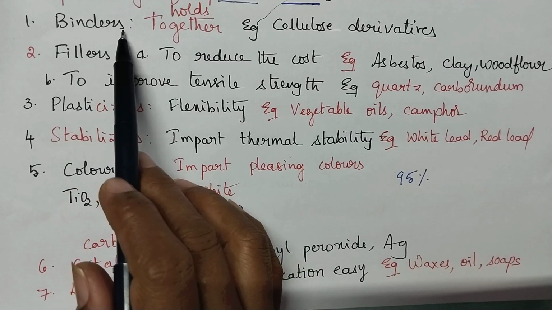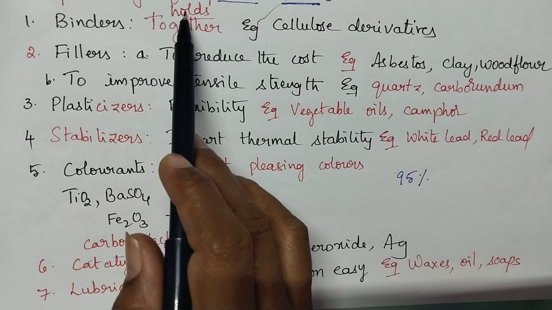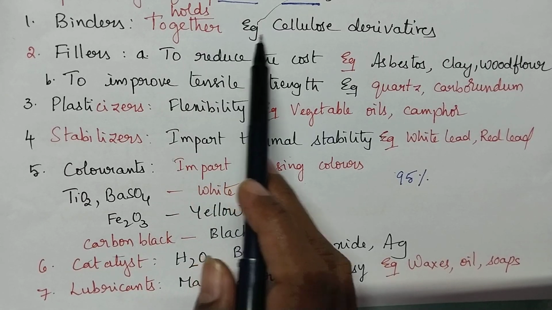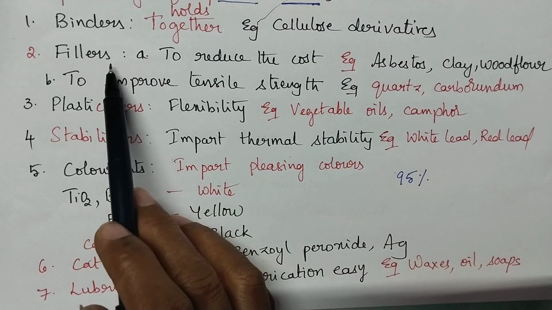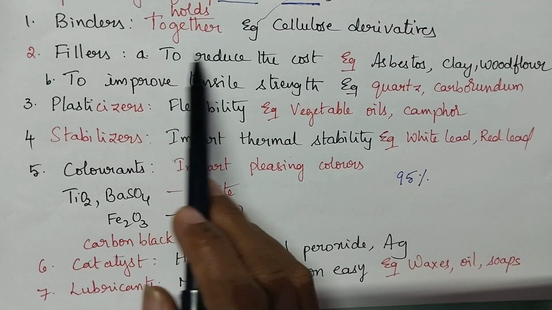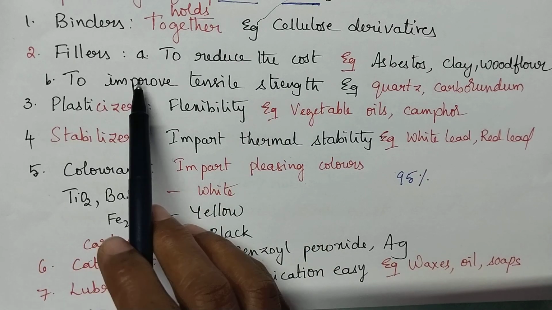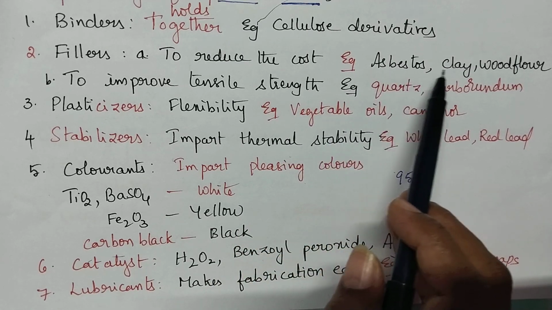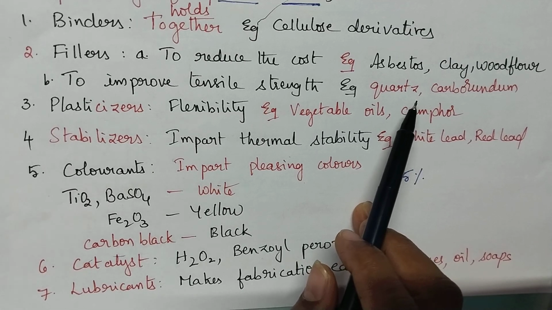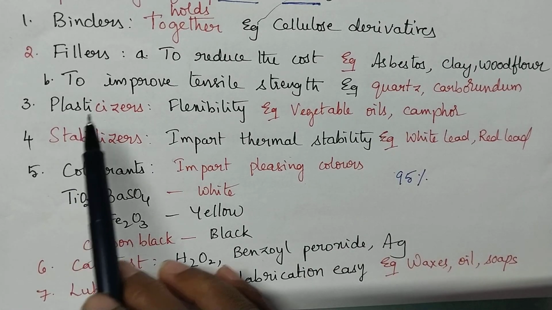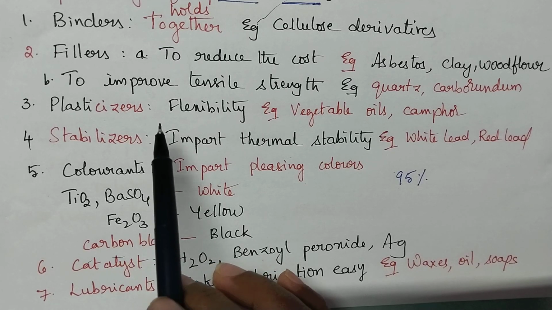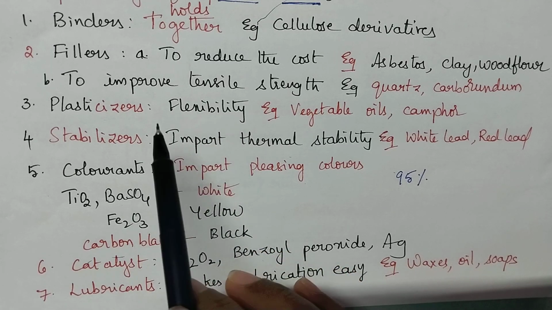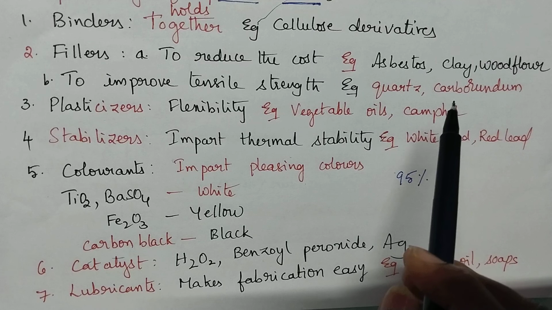Coming to the binders. What is the purpose of binder? It holds all the ingredients present in the plastic together. And the best examples include cellulose derivatives. Coming to the fillers, they are mainly used either to reduce the cost of the plastic or to improve the tensile strength of the plastic. Good examples are asbestos powder, clay, wood flour, quartz, carborundum, etc. Coming to the plasticizers, the very purpose of the plasticizers is to improve the flexibility of the plastic, and vegetable oils and camphor are the good examples.